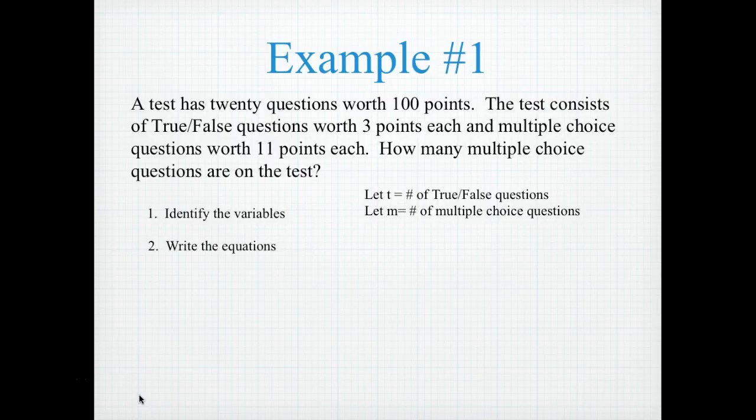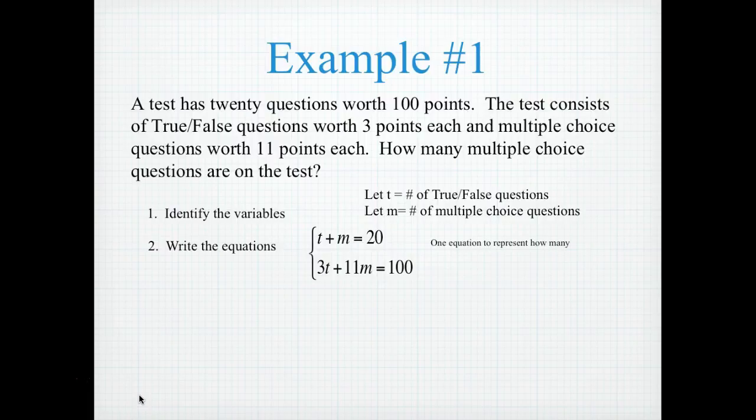Next, we need to write the equation, or in this case, a system of equations. There'll be one equation to represent how many, and one equation to represent how much. So the equation to represent how many refers to how many questions we have. There are 20 questions altogether. Some of them are true-false questions, some of them are multiple choice questions. Therefore, the equation we develop is T plus M equals 20.